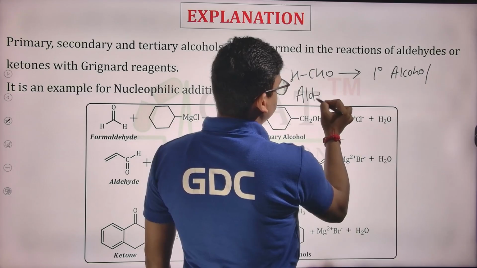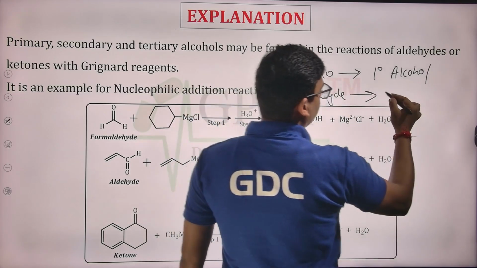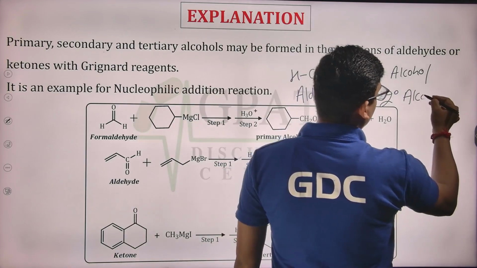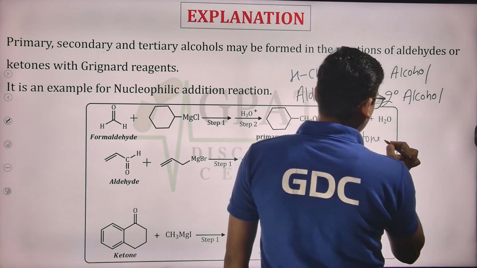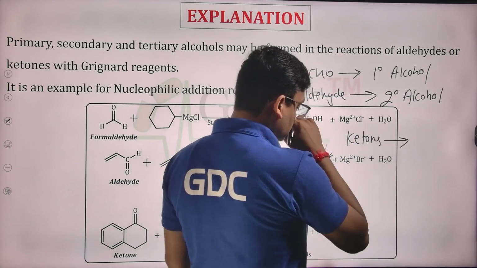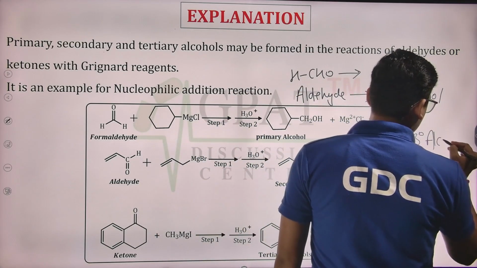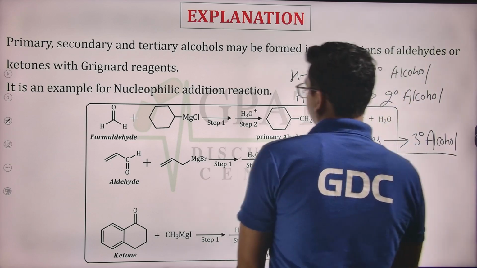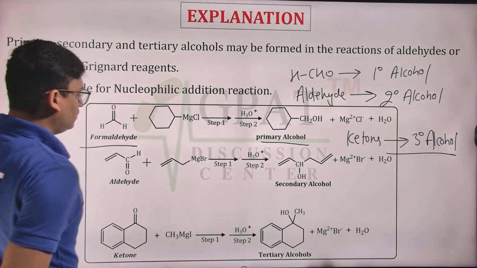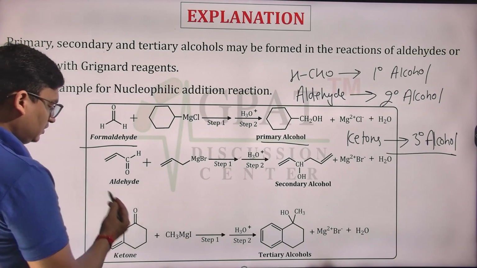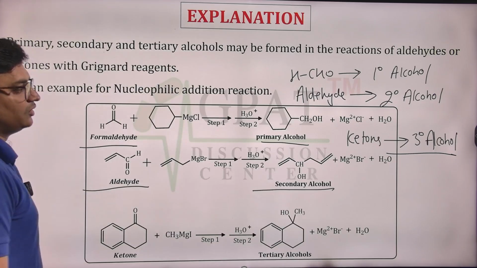Aldehydes, except formaldehyde, will give you secondary alcohols, while ketones will give you tertiary alcohols. Formaldehyde gives just a primary alcohol. Aldehydes give secondary alcohol, while ketones give tertiary alcohol.